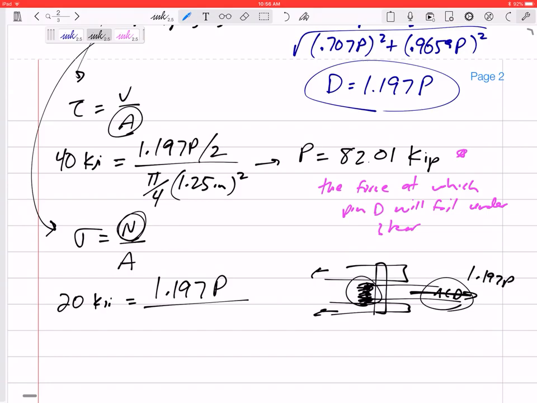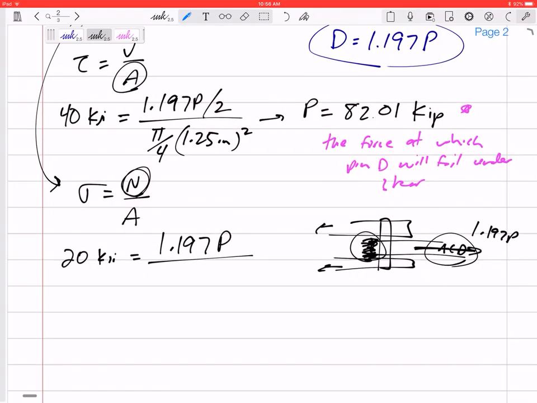The area for bearing failure: do you remember in the notes where we took this pin and cut it in half, and this would be the bearing area? So I took this right here and cut this in half, and I want to find this area. This dimension would be the thickness of member ACD.